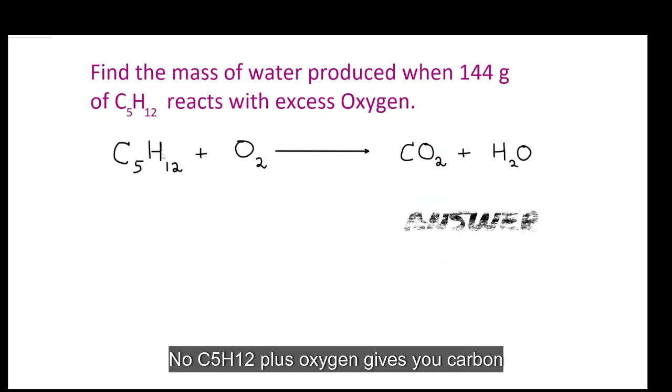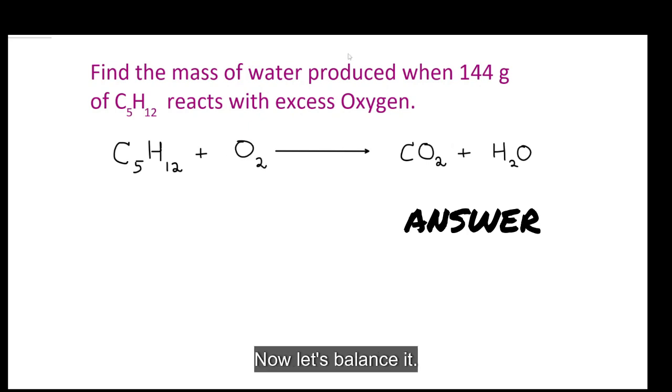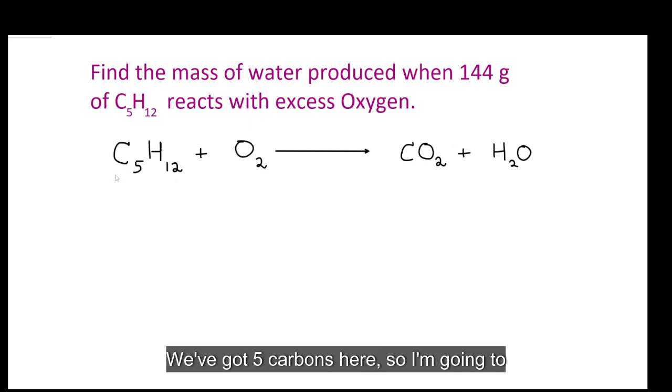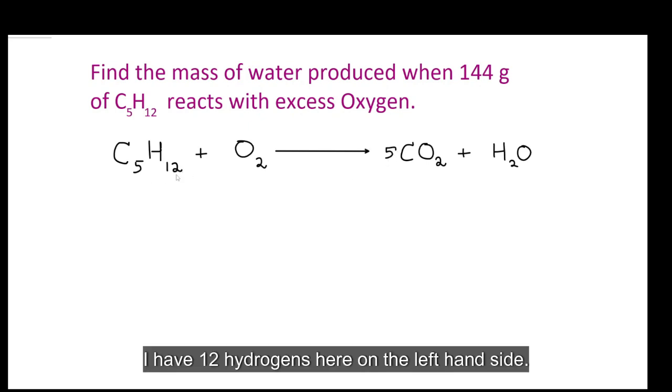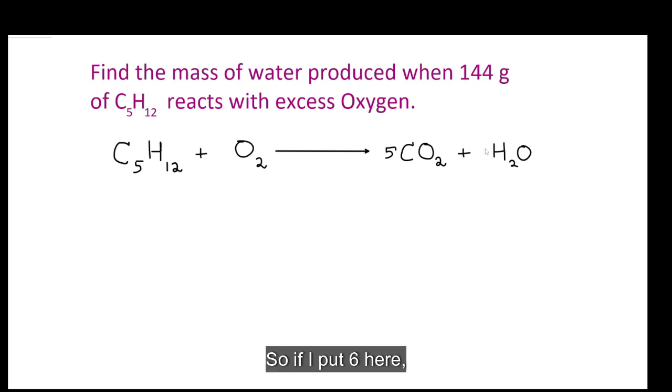Now C5H12 plus oxygen gives you carbon dioxide and water. Now let's balance it. We've got 5 carbons here, so I'm going to put 5 there. I have 12 hydrogens on the left hand side. So if I put 6 here, 6 times 2 gives me 12. So I'm okay with carbon, I'm okay with hydrogen.